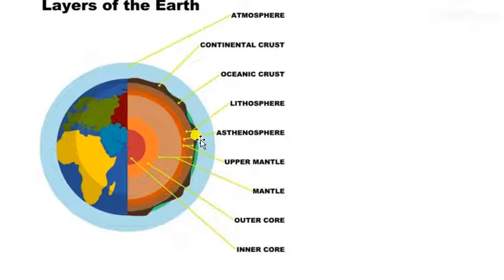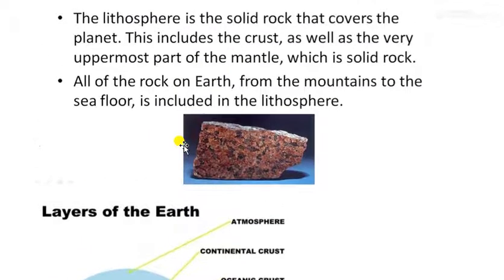Now why am I explaining this to you? Because these are where the tectonic plates are present. The tectonic plates are present in the lithosphere, and you also need to know that this part is known as the asthenosphere. This part, just near the upper mantle, is the asthenosphere.